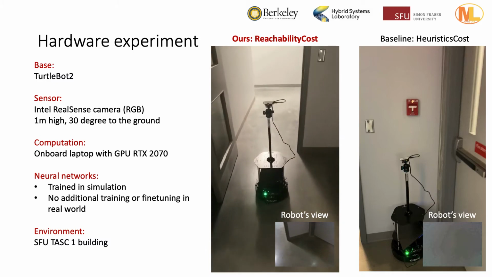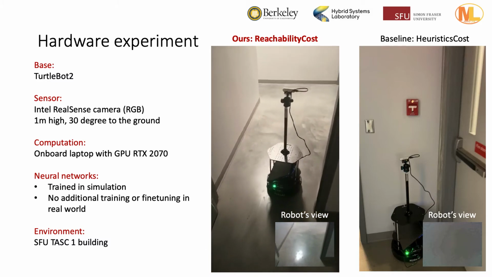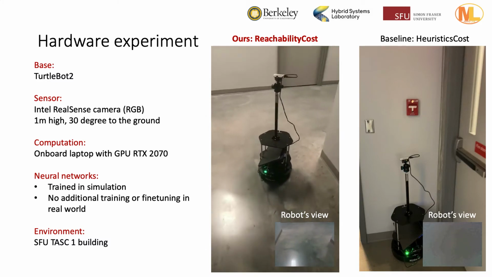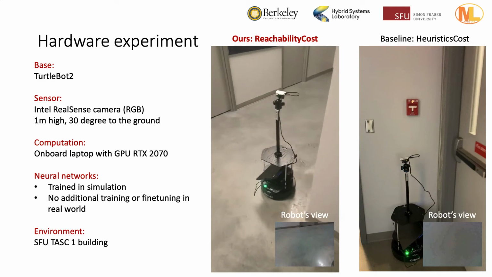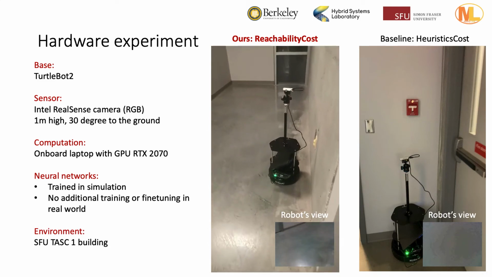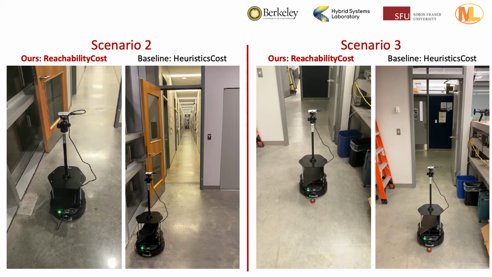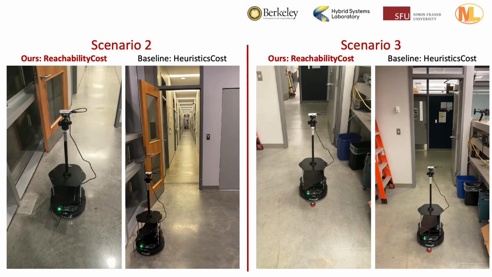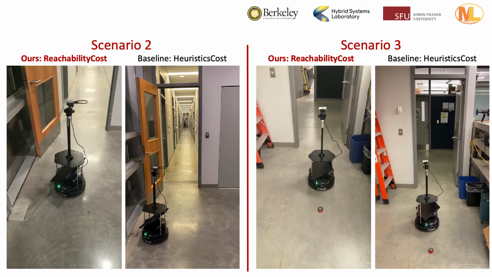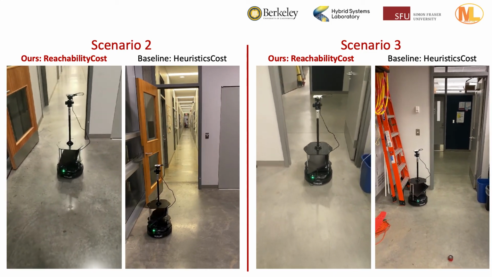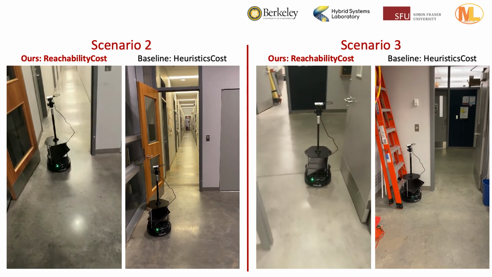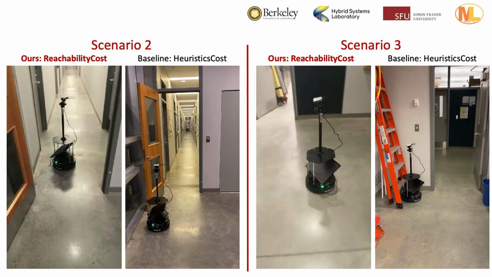We can see that our robot can go through this narrow doorway and make a nice turn. To compare, the baseline method tends to be greedy and collides with the wall. Here are more scenarios where our method successfully maneuvers around cluttered environments where the baseline cannot.